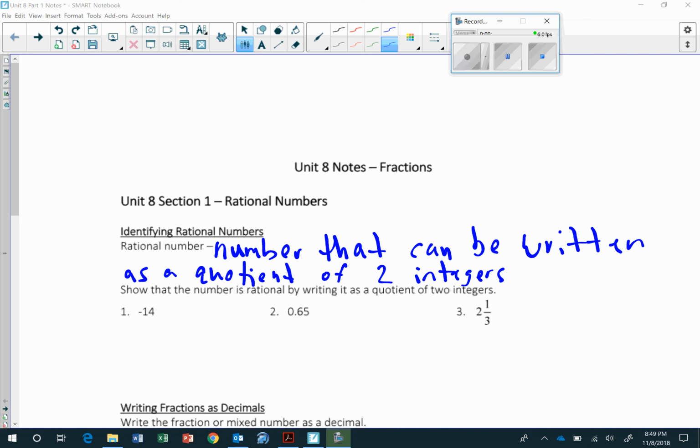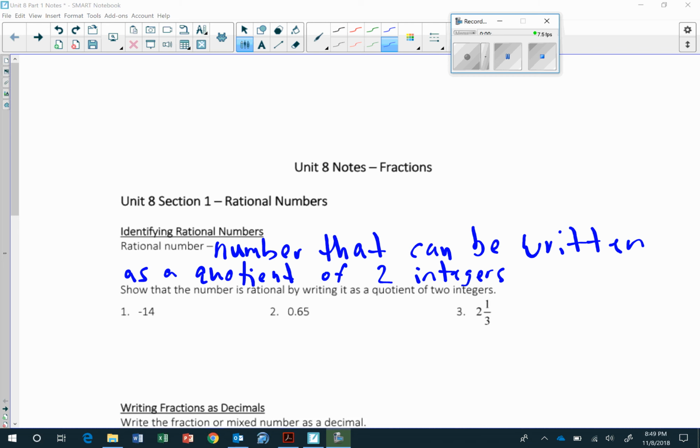In Unit 8, we are talking about fractions, which I know is a topic that you've covered a lot in the past, but what we're going to add is variable expressions when we're working with fractions. But before we actually get into fraction operations, we're going to look at what rational numbers are and then converting fractions and decimals. So the first thing you do is write down your definition of a rational number.